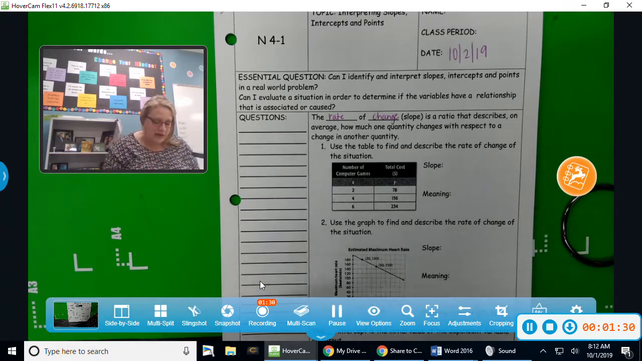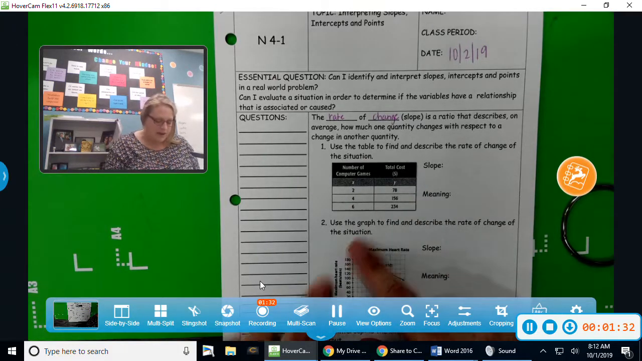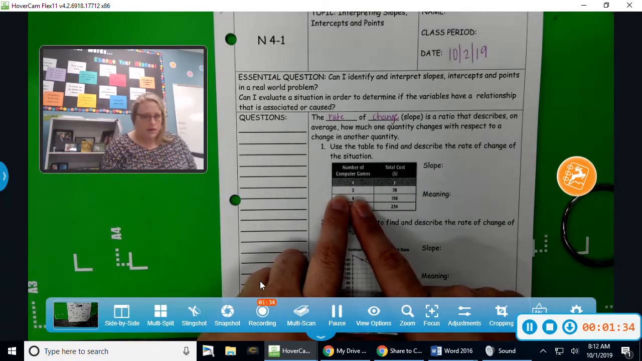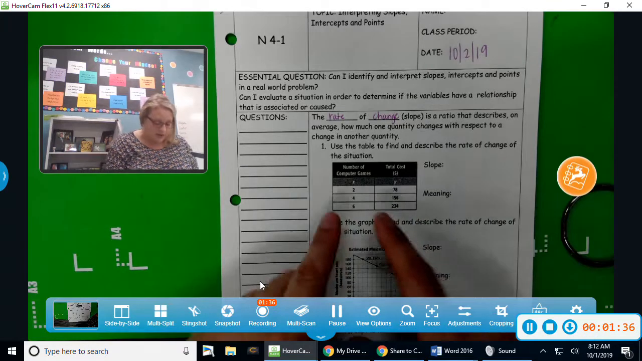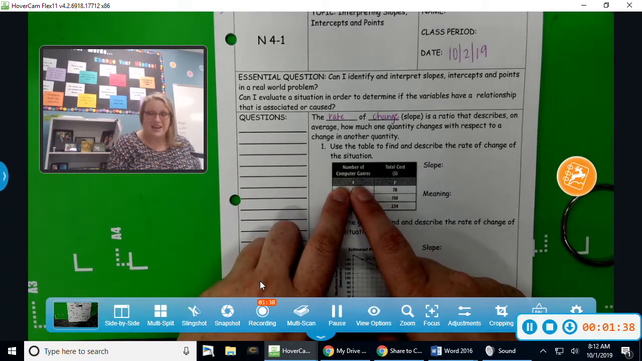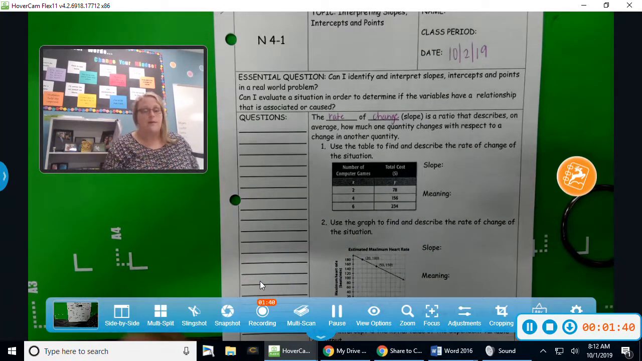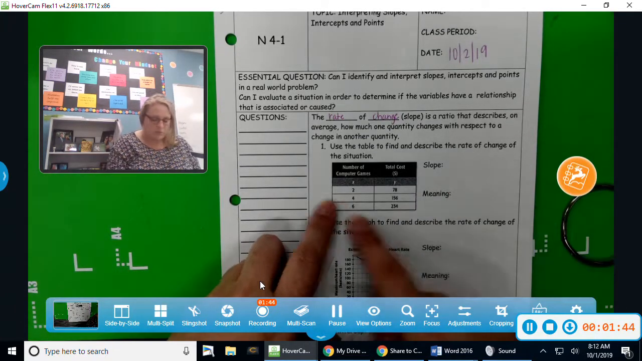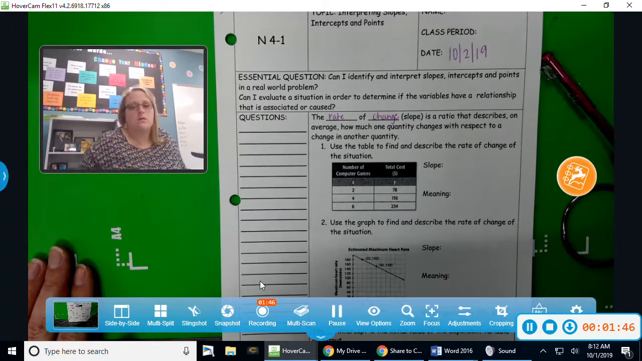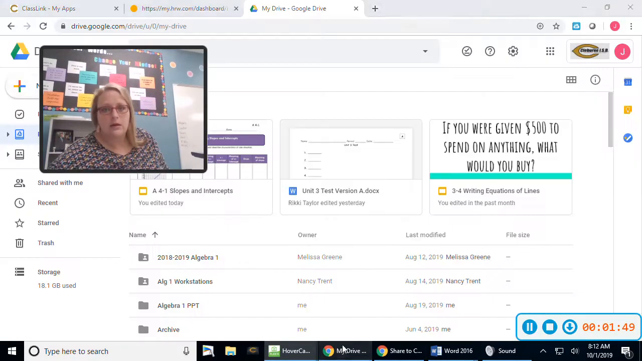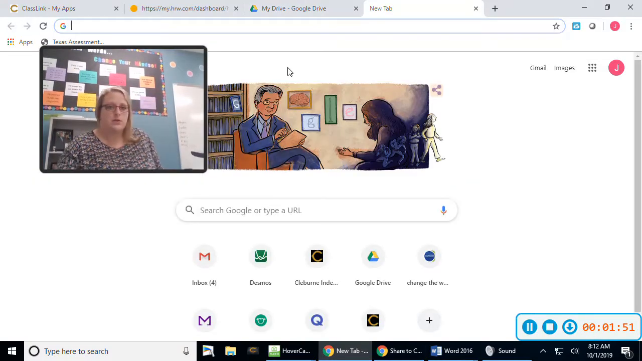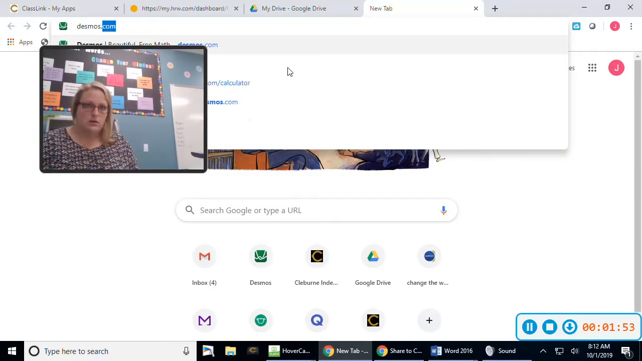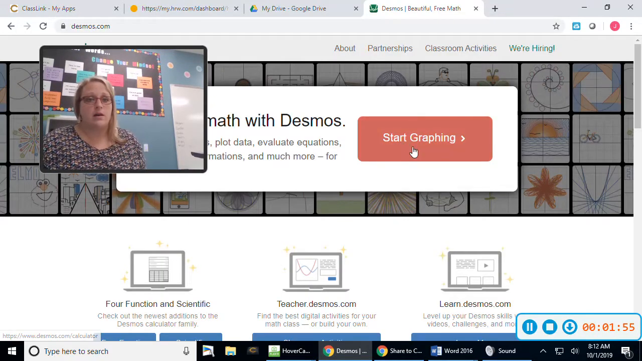So if we look at this table right here, I have computer games on one side and the cost on the other. And actually it gives you some information. It tells you this is X and this is Y. So it already gives you what's the independent and what's the dependent. So for the slope, we're going to go to Desmos, because whenever we have a table, we can find the slope quickly by using Desmos.